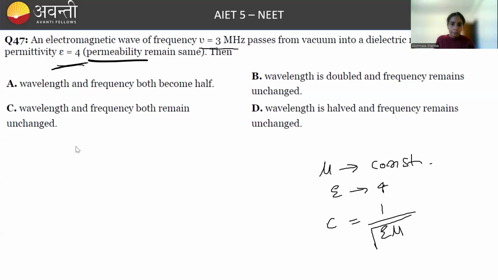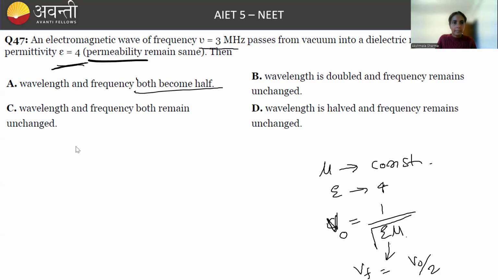So if epsilon is becoming 4 times and mu is remaining constant, it means velocity is becoming V by 2. If the initial velocity is V naught, then the final velocity will become V naught by 2. So velocity is getting reduced by half. Now, wavelength and frequency, what happens?